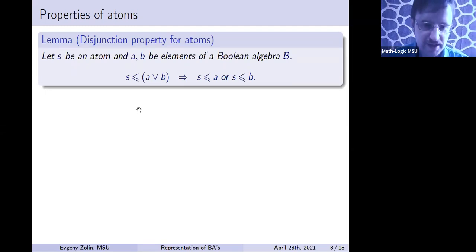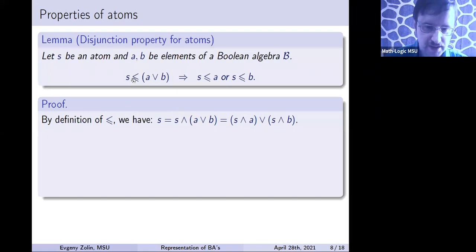Okay, one crucial, important property of atoms. If an atom is below the disjunction, the union, then it is below either the first or the second element. This is a crucial property. In every Boolean algebra, not only in an atomic Boolean algebra or in a finite Boolean algebra, this holds in every Boolean algebra.